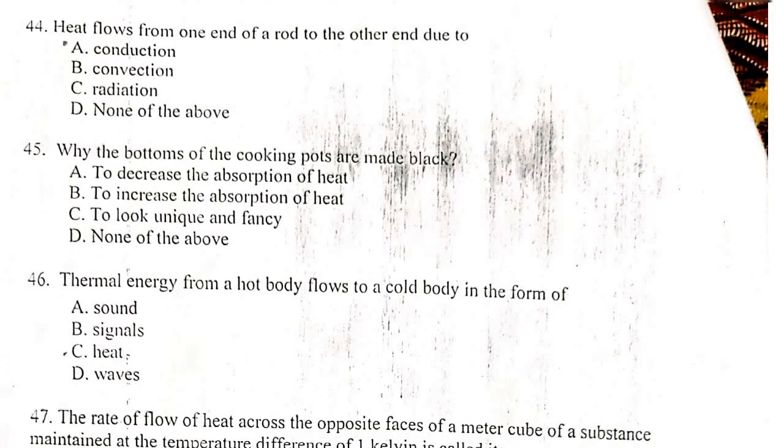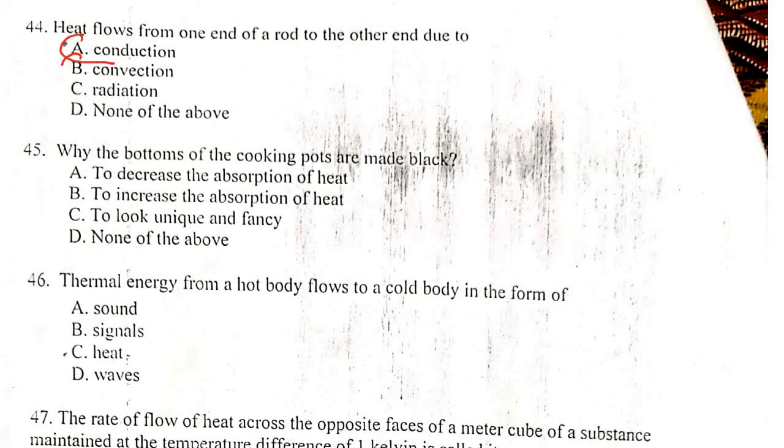Then we have question number 44. Heat flows from one end of a rod to another due to conduction, because the rod is solid and conduction occurs in solids. Why are the bottoms of cooking pots made black? Because black is a good absorber of radiation, and using black helps to increase the transfer of heat. So option B is the right answer.